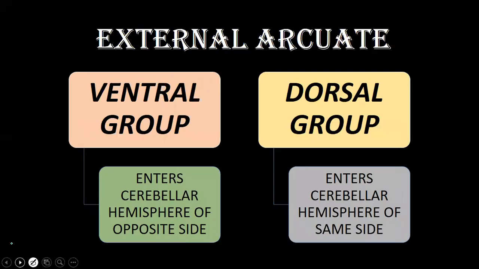After that, I have discussed that the external arcuate fibers divide into two groups, ventral group and dorsal group. Both the fibers, whether ventral or dorsal, go to the cerebral hemisphere, but the ventral goes to the opposite side, and the dorsal goes on the same side.